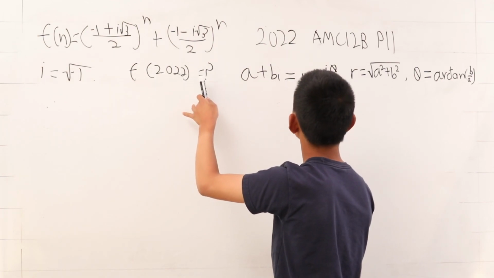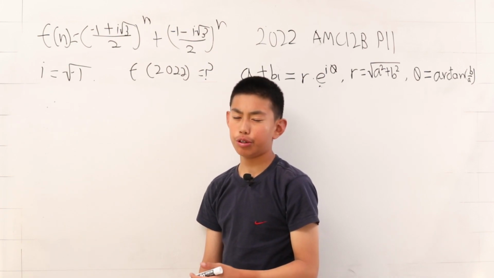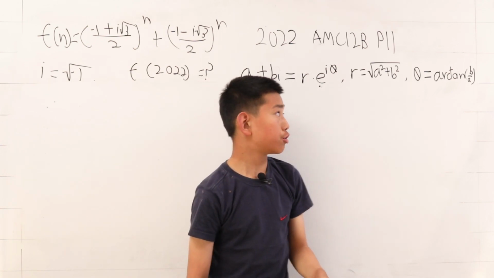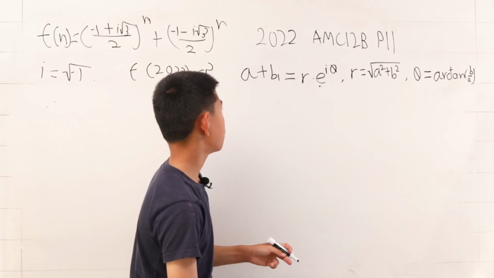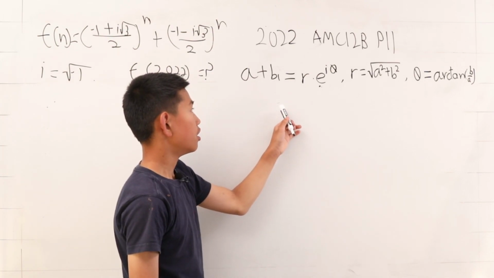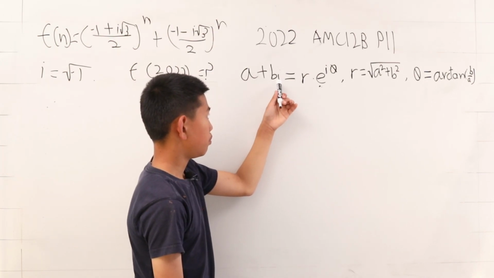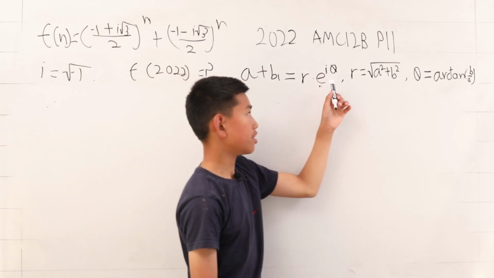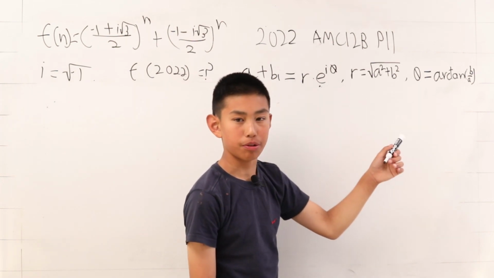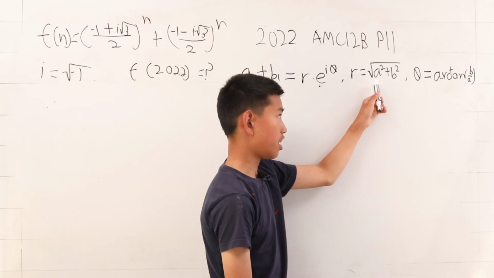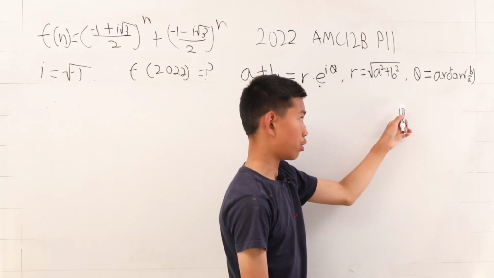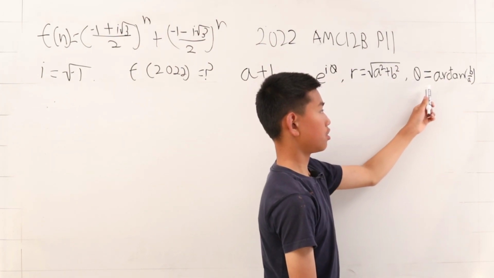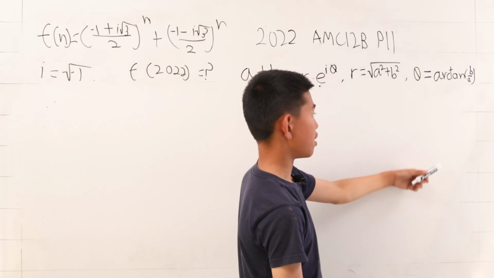We want to find what f of 2022 is. The first thing we want to do is transform this i into terms of e, which we can do using these three equations. The first states that a + bi is r times e to the power of i theta. The second explains how to find r: r is the square root of a squared plus b squared. And the third explains how to find theta: theta is the arctan of b over a.